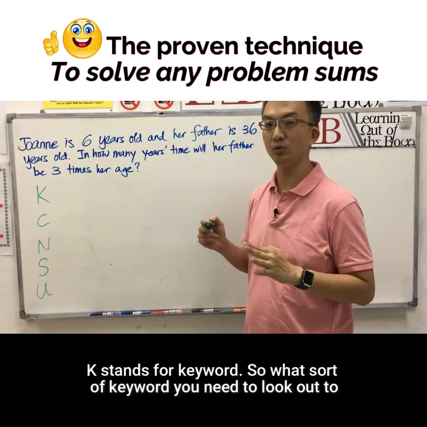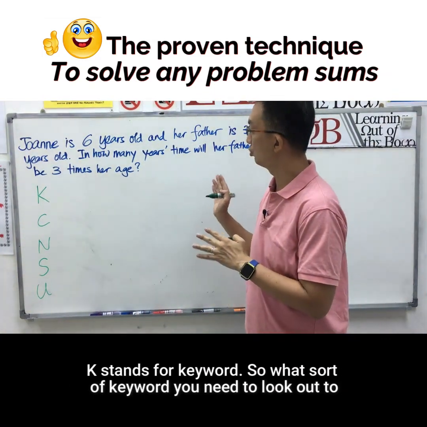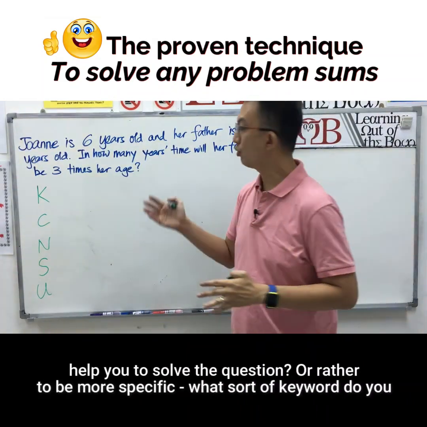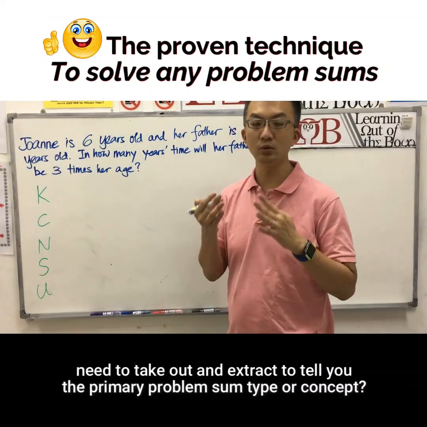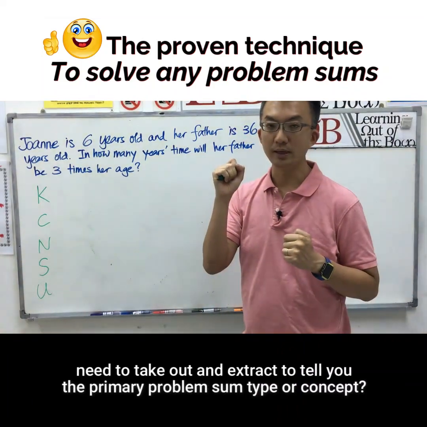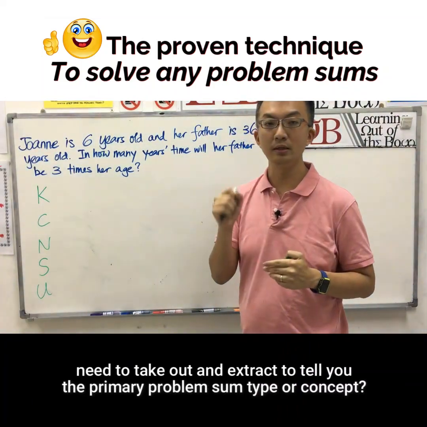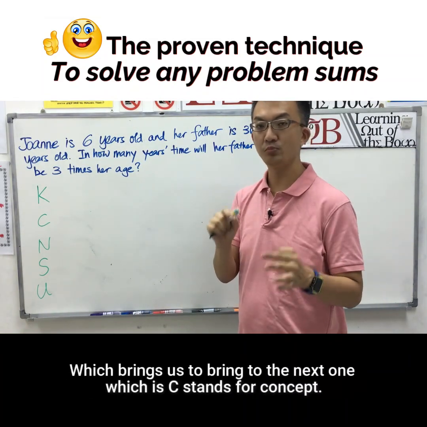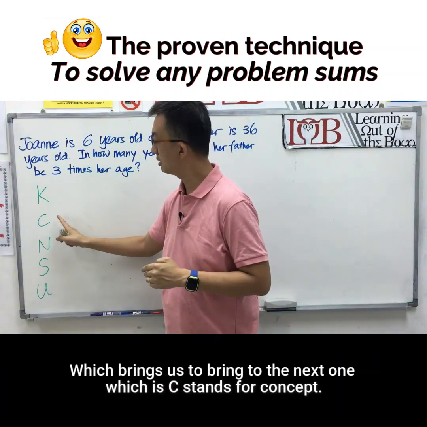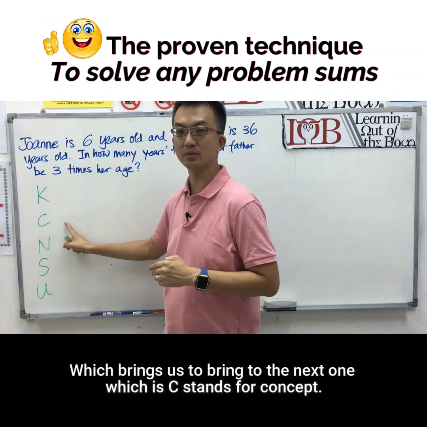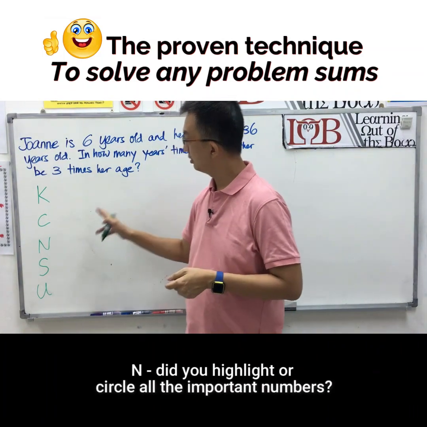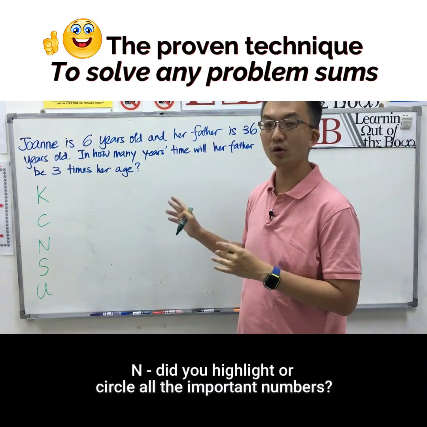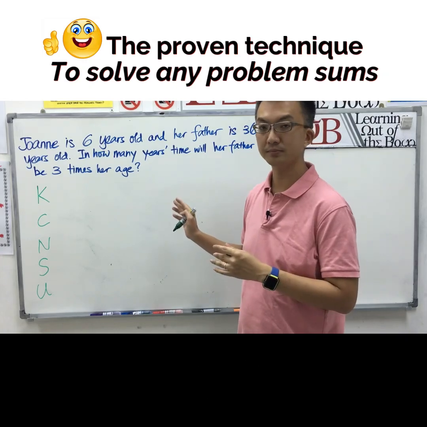So what sort of keyword do you need to look out for to help you solve the question? Or rather, to be more specific, what sort of keyword do you need to take out and extract to tell you the primary problem sum type or concept? Which brings us to the next one, which is C, for concept. Alright, and did you highlight or circle all the important numbers?